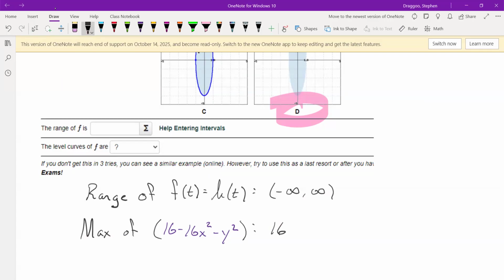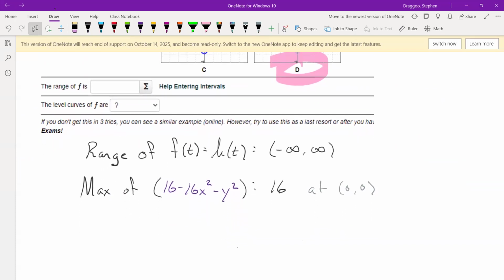At 16. Right? Our domain, our input collection of numbers cannot be bigger than 16. That was its maximum. That's the largest element that I can hit. And that maximum specifically will occur at (0, 0). If I plug in 0, 0 for x and for y, I'll get 16 minus 0 minus 0, which is 16.